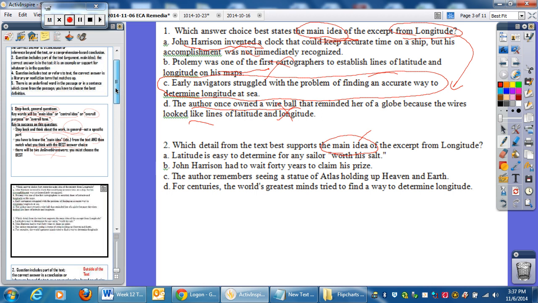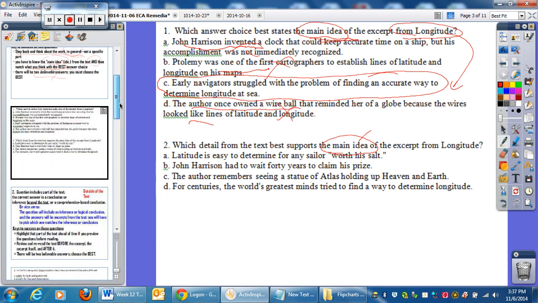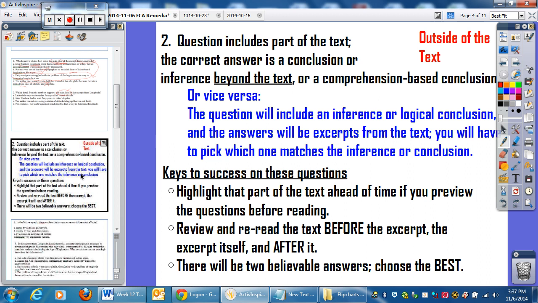So then we continue with the next genre of question, which is the questions that include part of the text. The correct answer is a conclusion or an inference beyond the text, or something that you have to comprehend, or it can be the opposite of that, where the question will include an inference or a logical conclusion, and then the answers will be stuff from inside of the text.